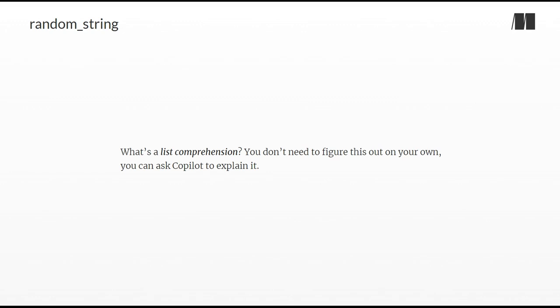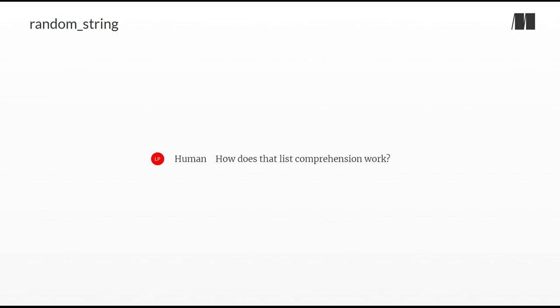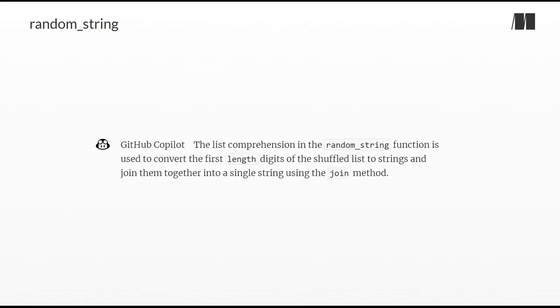You can ask Copilot to explain it. Human: How does that list comprehension work? GitHub Copilot: The list comprehension in the random string function is used to convert the first length digits of the shuffled list to strings and join them together into a single string using the join method.